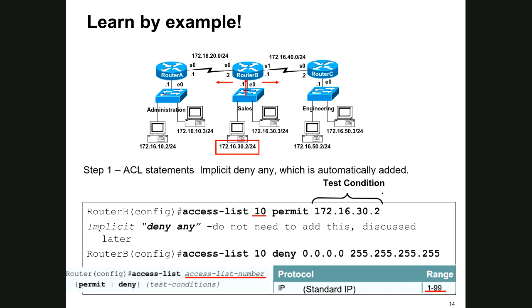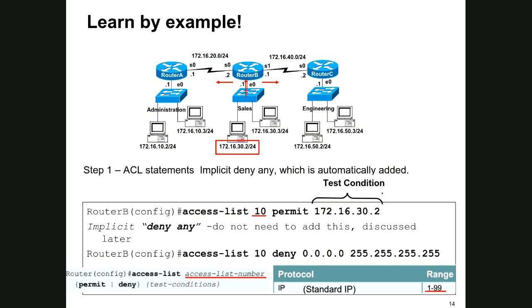Now, don't forget that there's an implicit deny any at the end. So that means that if you're the head of the sales department and you create any traffic from your PC, the one outlined in red, all of your packets are going to have a source address of 172.16.30.2. And this will match this list.